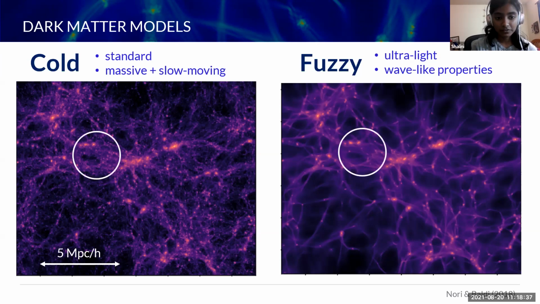But if you look closely, you'll notice that the cold dark matter case has a lot more overdensities than the fuzzy dark matter case. And in fact, it has too many. And this is indicative of some small scale problems with the cold dark matter model.